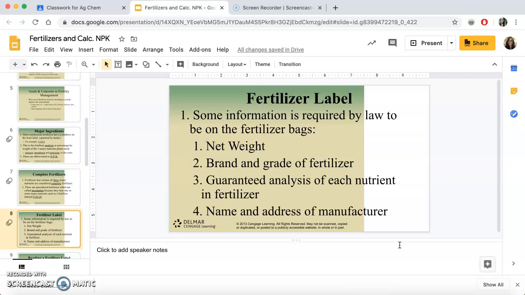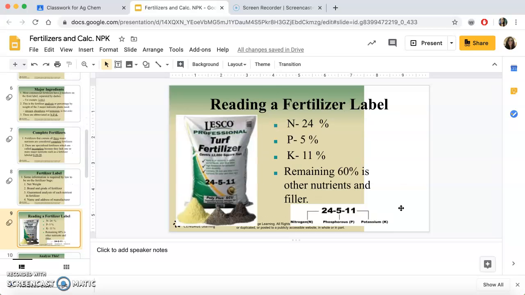Some other information we might see is actually required by law. You'll see the net weight, or the weight of the fertilizer, the brand and grade, the guaranteed analysis or NPK, and always we can find the manufacturer. So let's take a look at how we actually read a fertilizer label. The 3 numbers that are here, and this is a really great image to help us see: there's 24% nitrogen, there's 5% phosphorus, and there's 11% potassium.